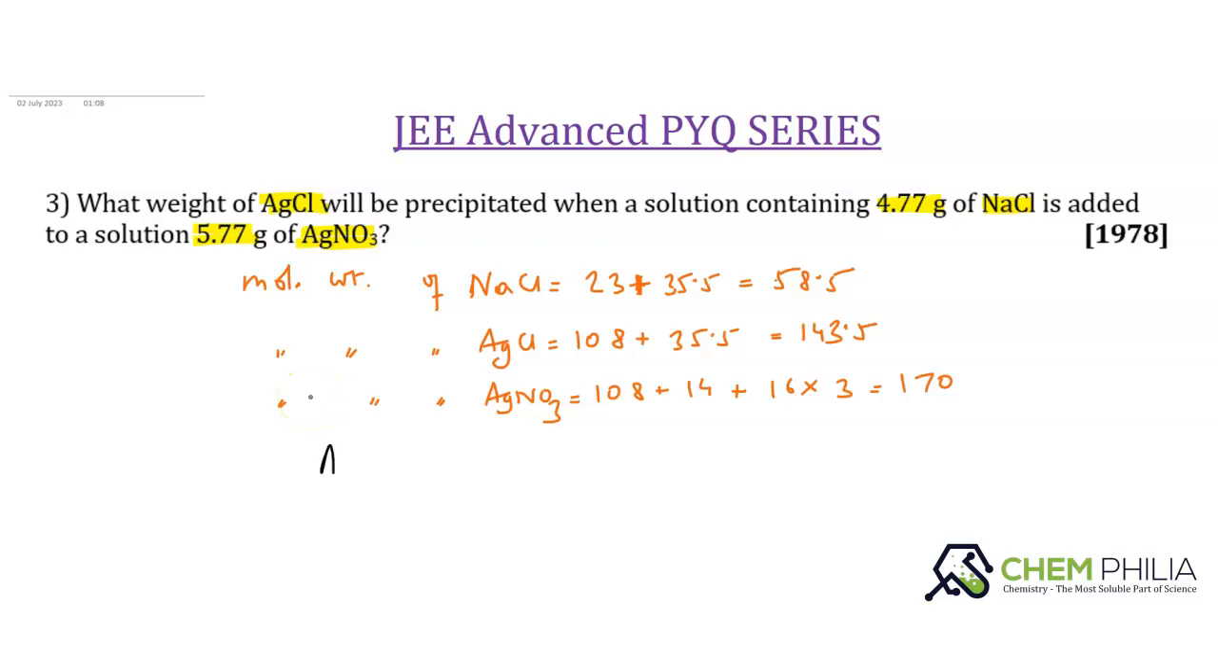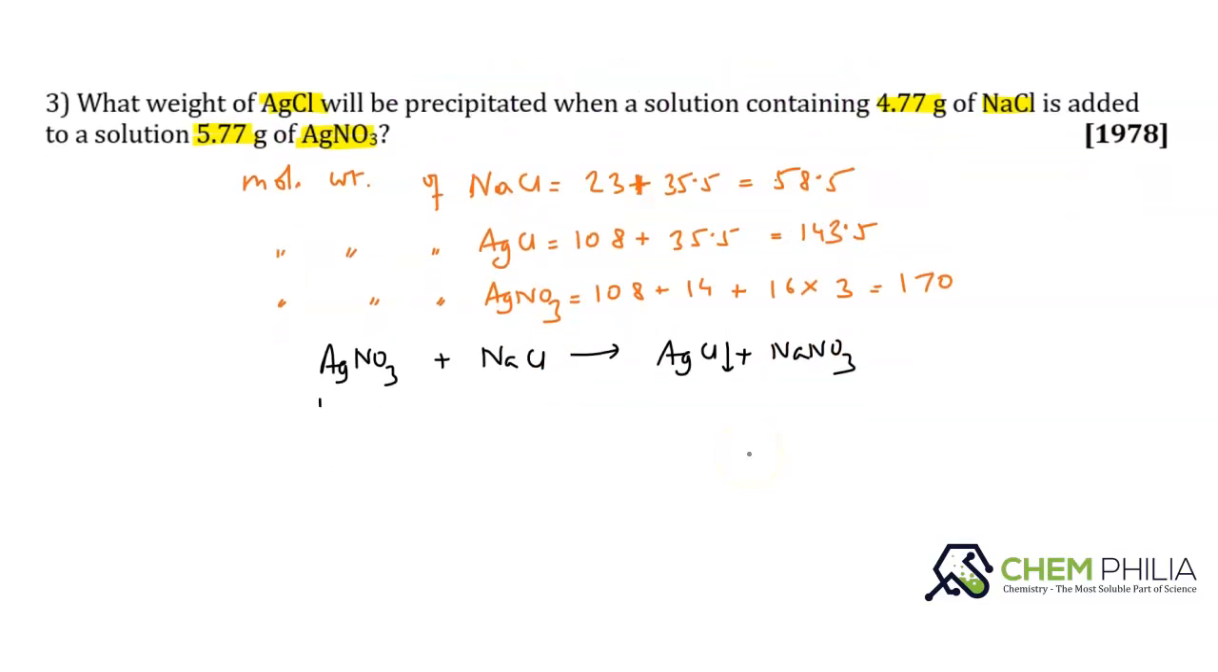The reaction is AgNO3 plus NaCl gives AgCl plus NaNO3, right? And AgCl precipitates, right? So it's 1 mole. It is also 1 mole. AgCl obtained, it's also 1 mole. So it means 170 gram. It means 58.5 gram. It means 143.5 gram, right?